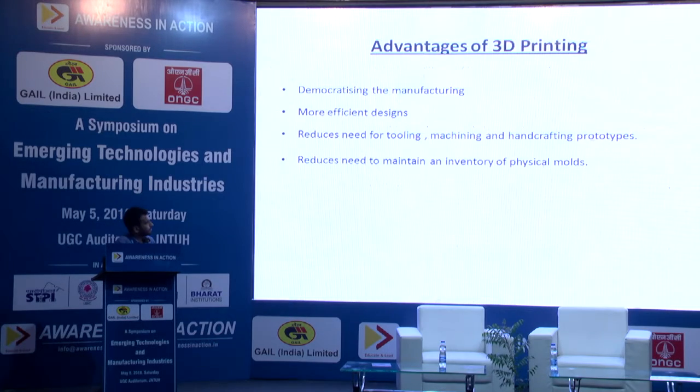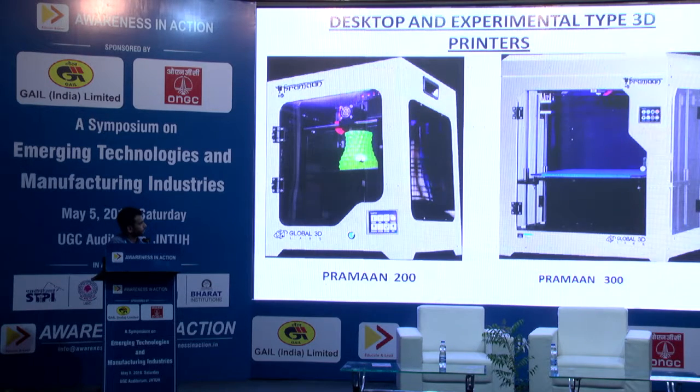So these are the machines that are made by us. This is the smaller one, the Praman 200. Praman is basically our machine name. Praman means proof in Hindi, which relates to prototype. This is the 200 machine, the 300 machine. 200, 300 is basically the build volume. That's the difference. And these are all standalone machines.